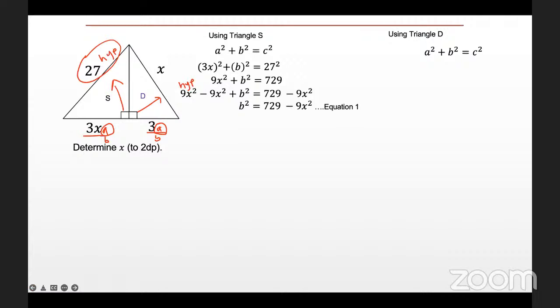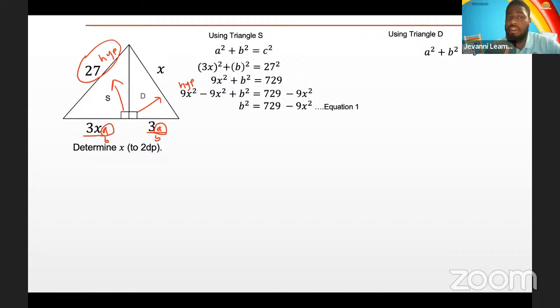So what would my value of 3 be for that triangle? Would it be A or would it be B? Which one would it be?